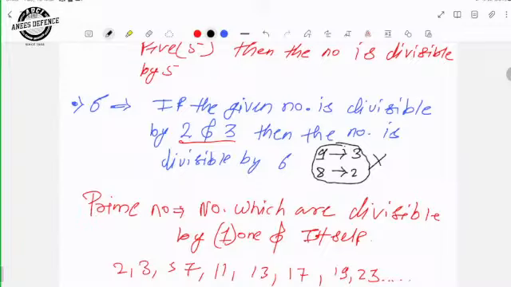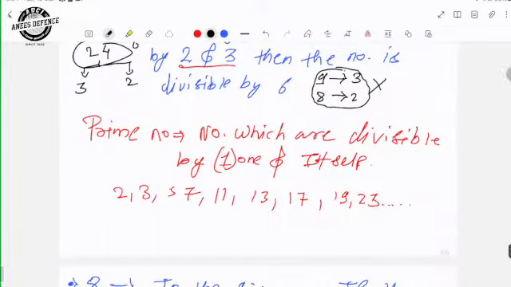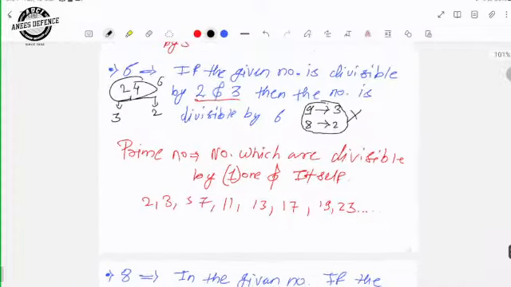Then you have a number like 24. See, 24 is both divisible by 3 and 2. Both divisible by 2 and 3. So this is a number which is divisible by 6. You got my point? Yes, sir. Okay.